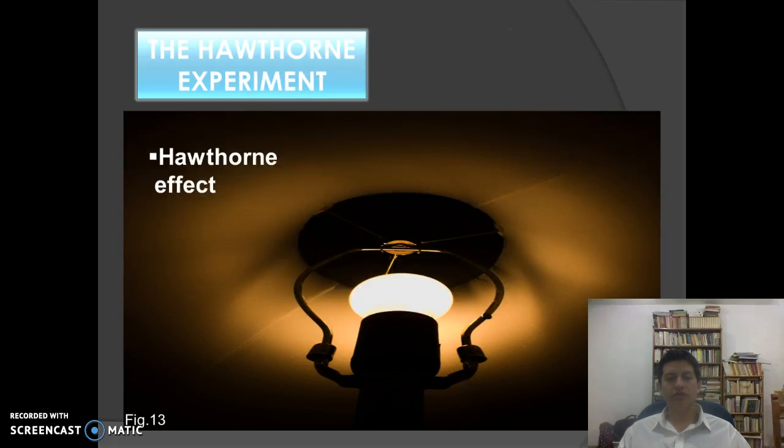The Hawthorne Experiment. How does workplace lighting affect worker productivity? Under the sponsorship of the National Academy of Science, a team of researchers observed workers at different levels of light, realizing that as light increased, productivity also increased. This was called the Hawthorne effect.